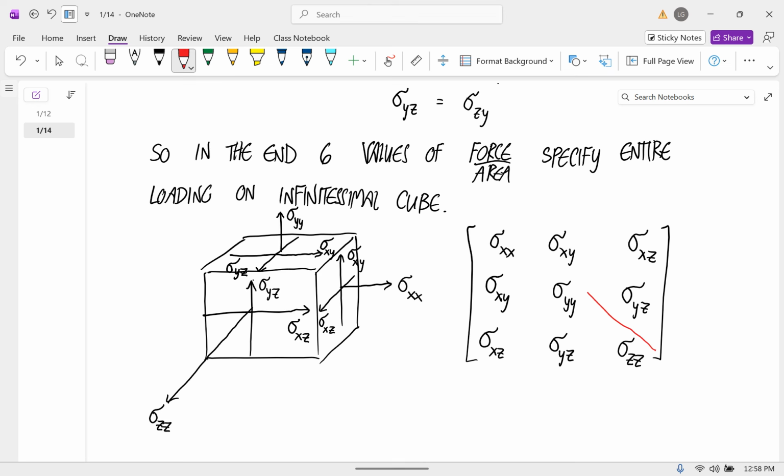These values on the main diagonal are called the normal stresses. Look at that cube and tell me why you think those would be called normal stresses. Exactly. So those are the components that are perpendicular to the faces that they're acting on. Okay, so these are the normal stresses.